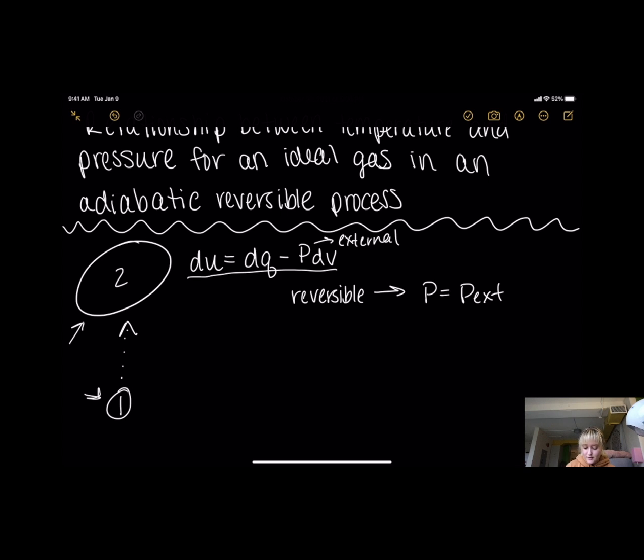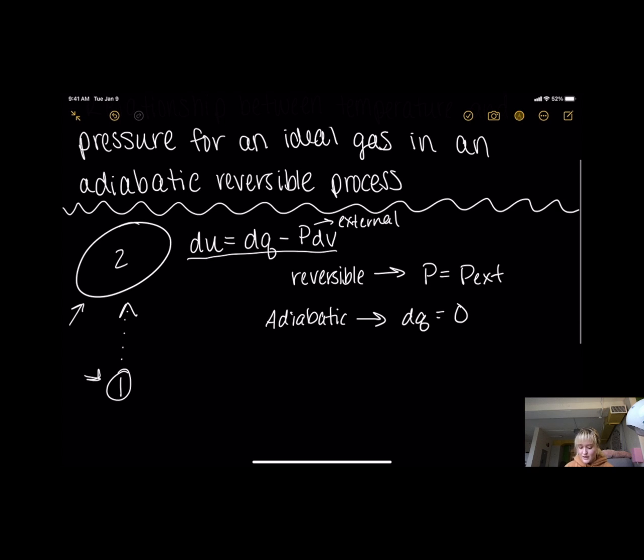And next, the word adiabatic can be defined as a process with no external heat applied. So we can say that the change in heat is going to be 0. And lastly, because we are applying this for an ideal gas, we can say that the change in internal energy is equal to the specific heat times the change in temperature.